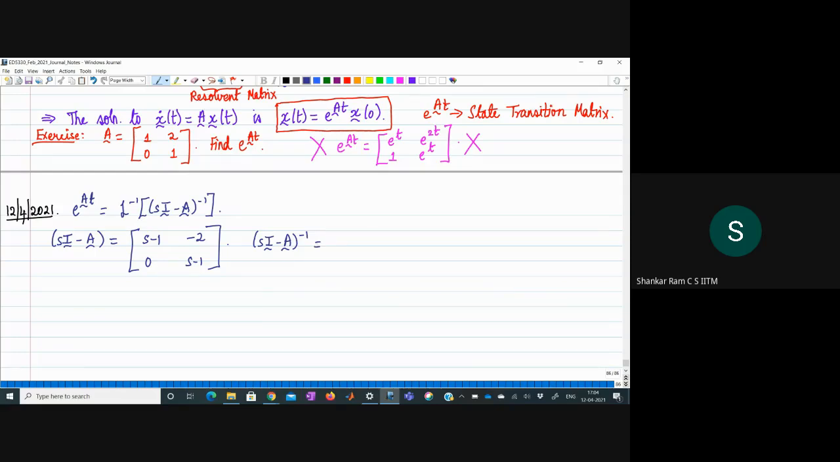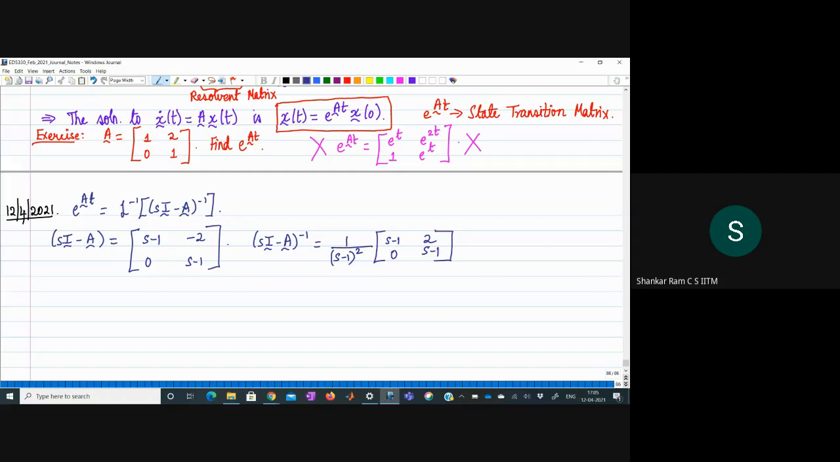If you recall, the inverse of a matrix is the adjoint matrix divided by the determinant, right? The determinant of this is going to be s minus 1 whole square, because we have a 0 in the off diagonal entry. And what about the adjoint matrix? For a 2 by 2 matrix, calculating the adjoint is straightforward. We just swap the diagonal terms, but in this case the diagonal terms are the same, so we will get s minus 1 and s minus 1. And we multiply the off diagonal terms by minus 1.